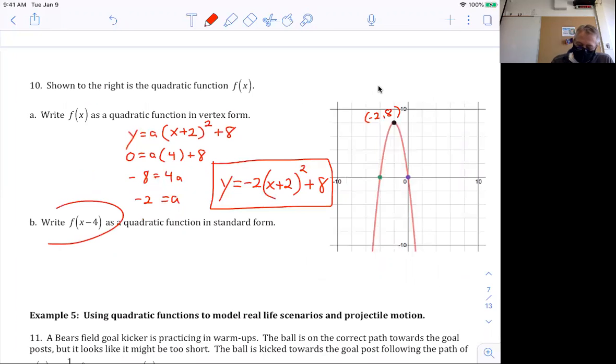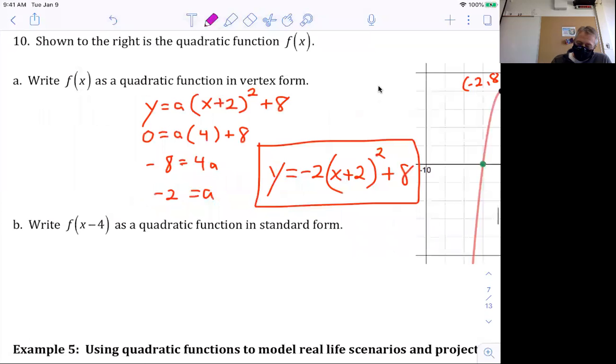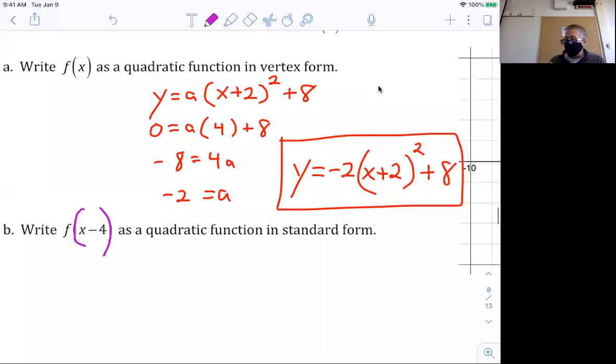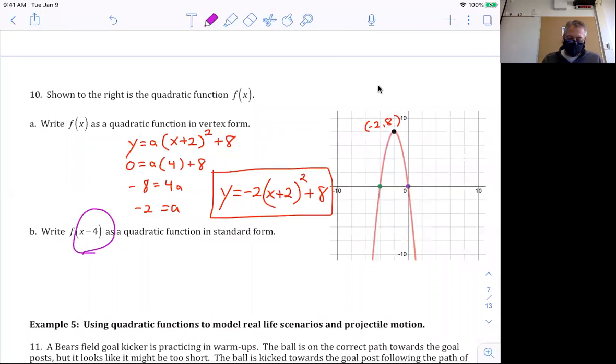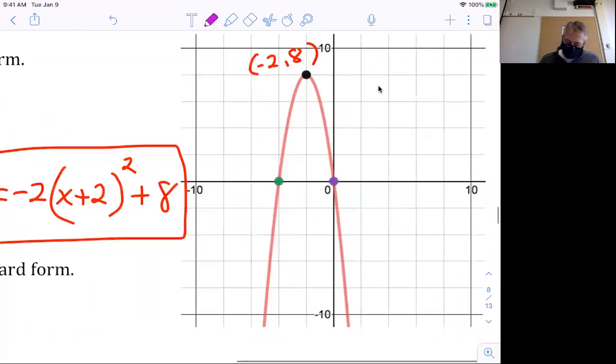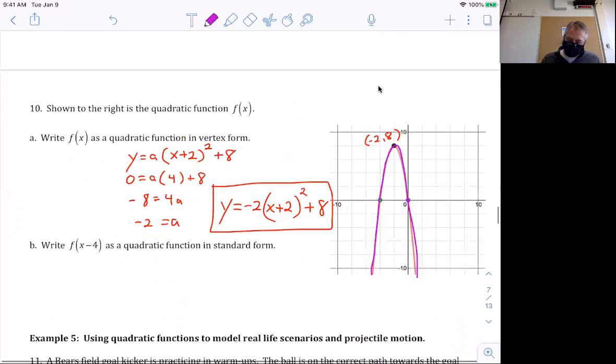Now, if we wanted to do this, remember our transformations when we move things up, down, left, and right? And when we were subtracting internally, that meant we were moving the function to the right. So this is going to go to the right 4 units. So to do that f of x minus 4, I'm taking this and just moving it to the right 4 units. So remember that each notch is worth 2. So that will be moved to the right 4 units.